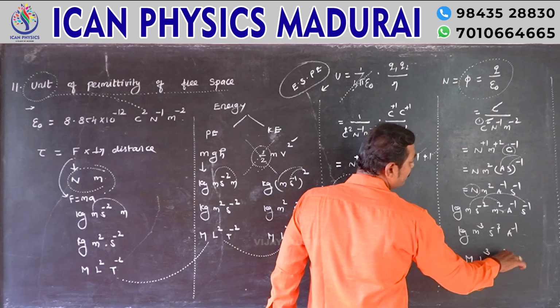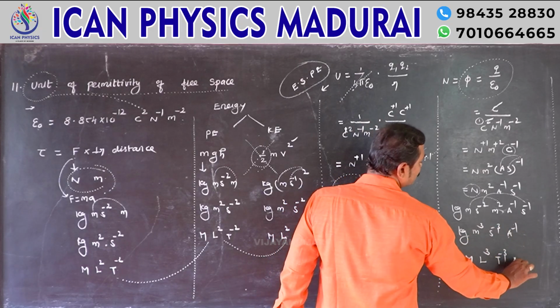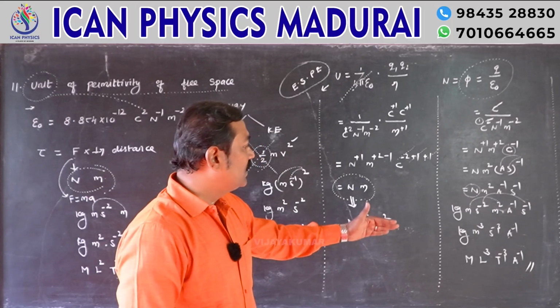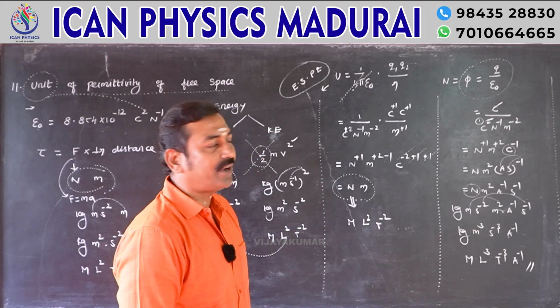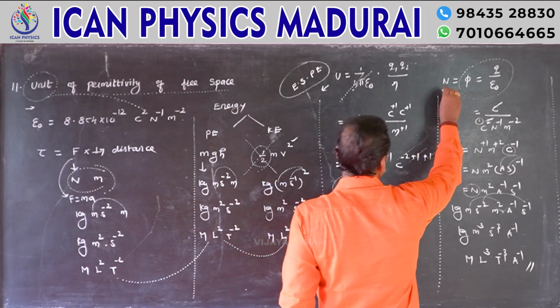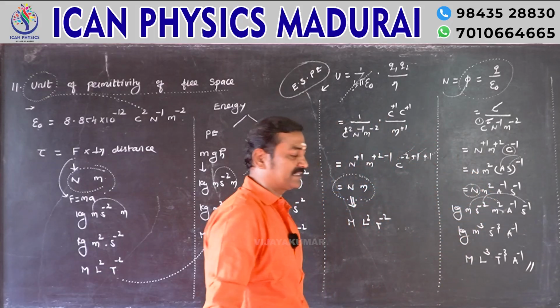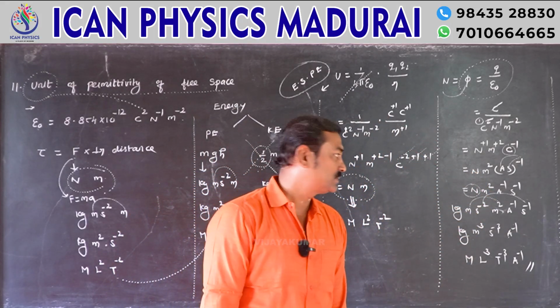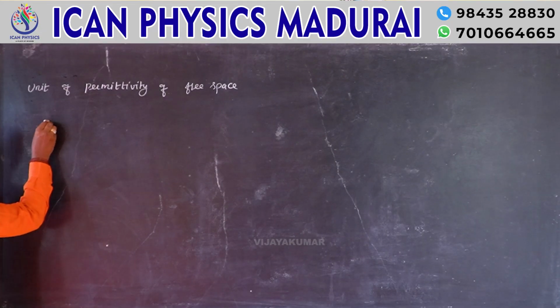So T power minus 3, A power minus 1, A power minus 1. This is the equivalent dimensional formula for number of electric field lines and also for flux. Okay. Now do you get it now? Do you have any doubts? No doubts. So the next one is capacitance.